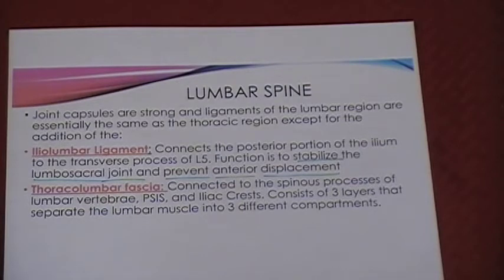And then the thoracolumbar fascia is connected to the spinous processes of the lumbar vertebrae, the PSIS, and the iliac crest, and consists of 3 layers that separate the lumbar muscles into 3 different compartments.